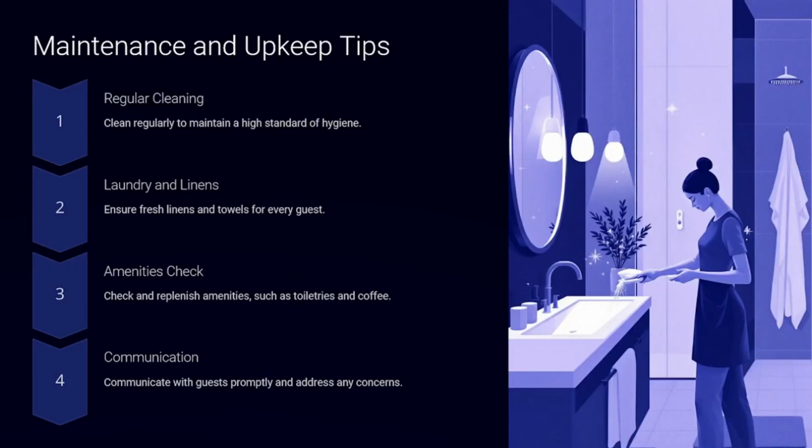And I'll give you some maintenance and upkeep tips. You want to make sure that you regularly clean the place, maintain a high standard of hygiene, ensure there are fresh linens and towels for every guest, and always go ahead and check and replenish amenities such as toiletries or coffee if you offer those. And you want to be communicating with guests properly, address any concerns that arise, okay? And that is how you can have a good interior design for your Airbnb.